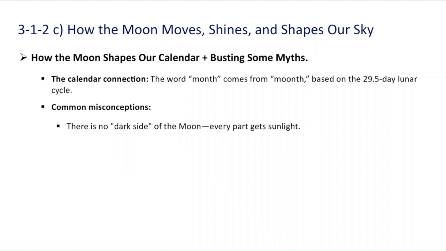You have probably heard people say the dark side of the moon, maybe even in movies, but guess what? There's no part of the moon that's always dark. Every part gets about 2 weeks of sunlight, then 2 weeks of darkness. It's just that we always see the same side from Earth.